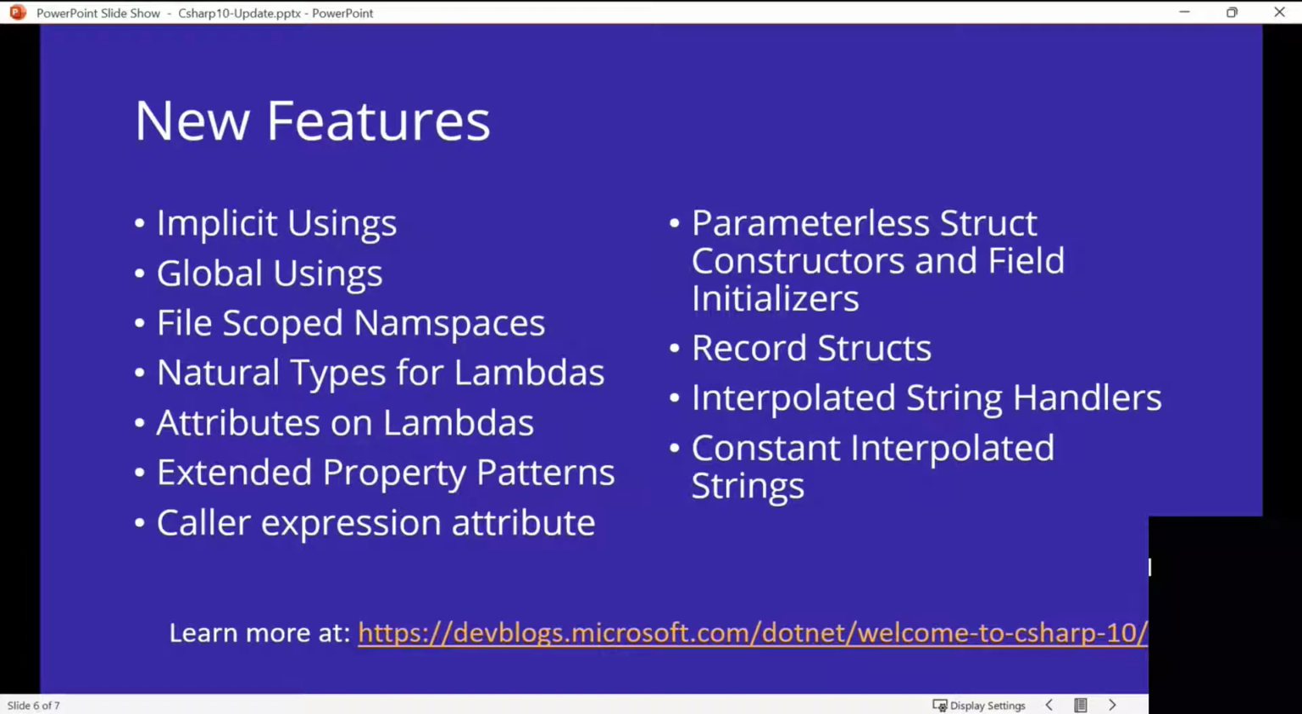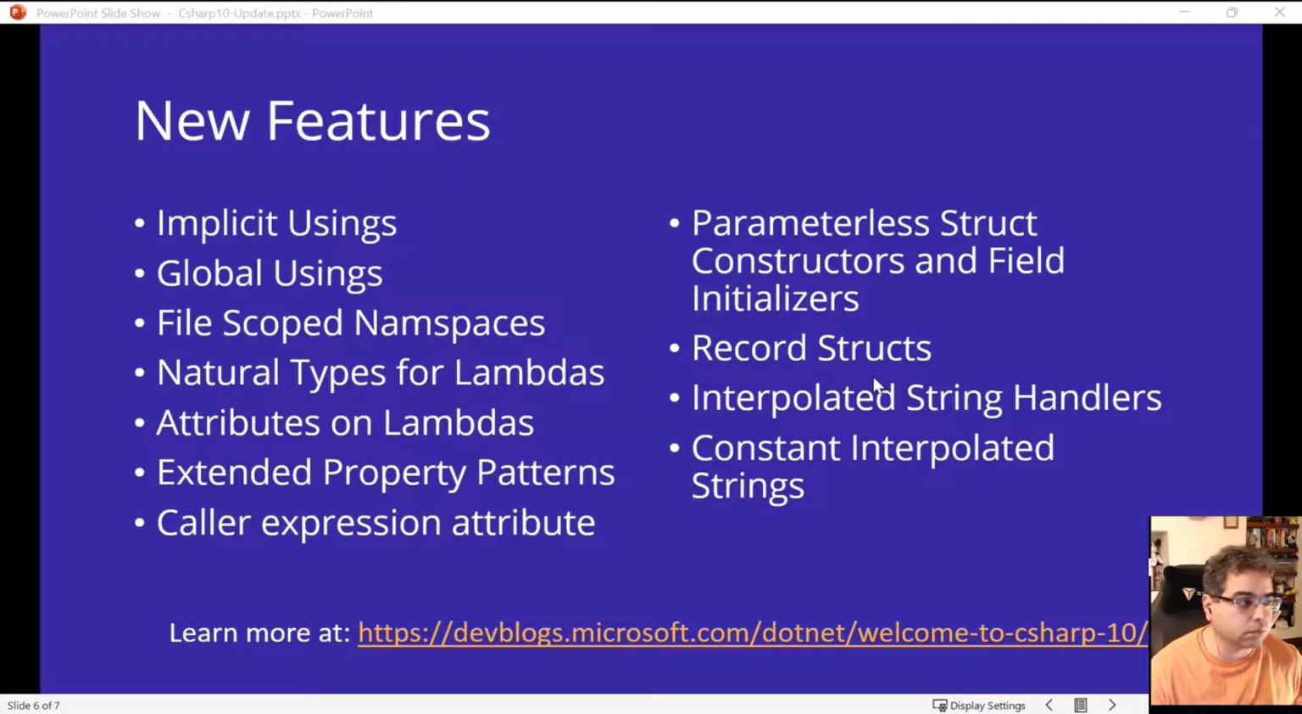I showed you caller expression attributes, but you can work with lambdas now a little bit more freely as types. There's extended property pattern matching that you can interact with. Check out more at the blog post that I've linked there, devblogs.microsoft.com/.net/welcome to C# 10.